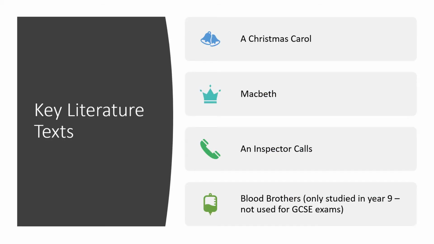In studying English literature, it is often useful for a student to have their own copy of the text. This enables them to make annotations as we go through reading the text, which they can later look back upon during their revision for their exam. There are 3 texts that we would recommend you purchase now in order to support them with this. Those 3 texts are A Christmas Carol, Macbeth, and An Inspector Calls. Blood Brothers will only be studied in Year 9. It will not be used for GCSE exams. Therefore, it's not entirely necessary for that text to be purchased.